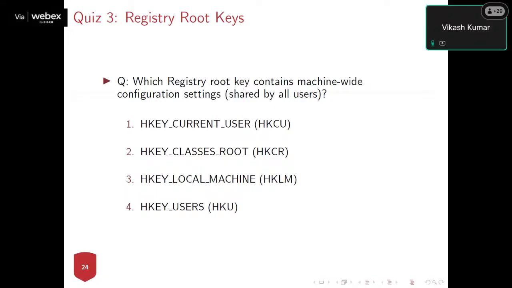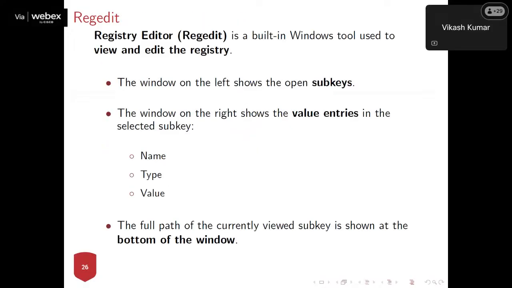Now, which registry contains the machine-wide configuration settings? Can you suggest the answer? Just think of this answer. What will be the answer? And then there is the registry editor. We talked about it earlier. The reg editor is there, and we have used the sc command to add, create, and whatever we have done in the previous session that we talked about.